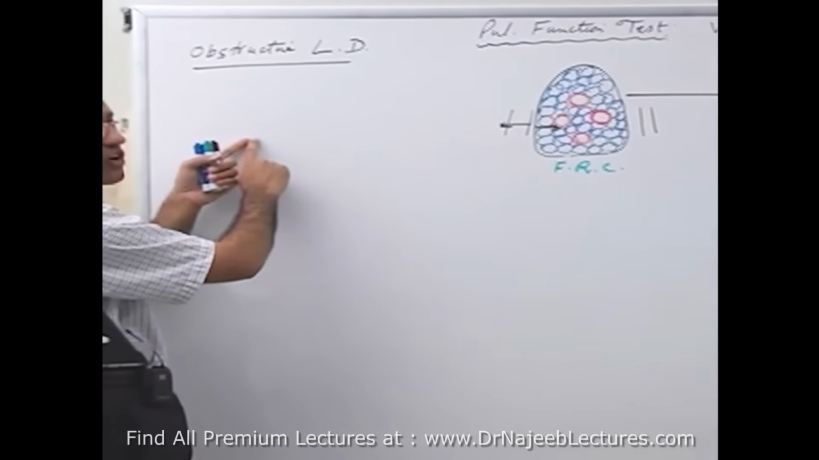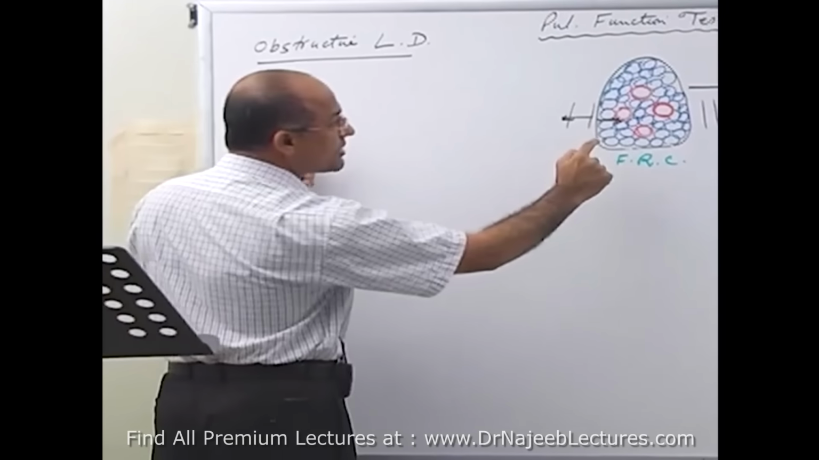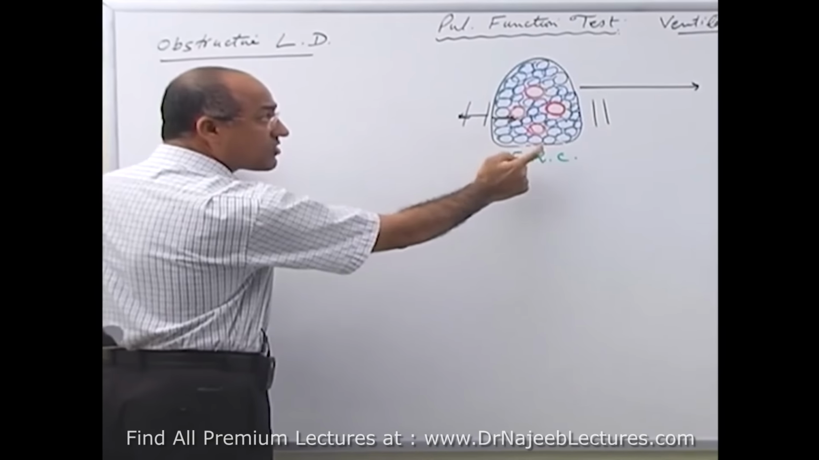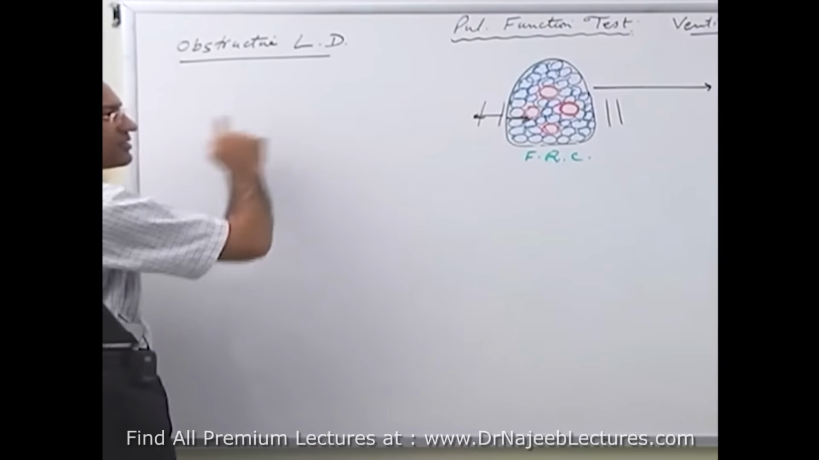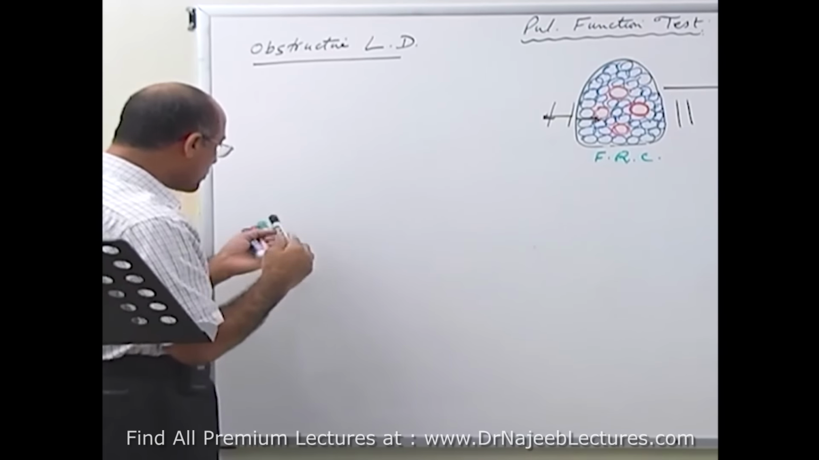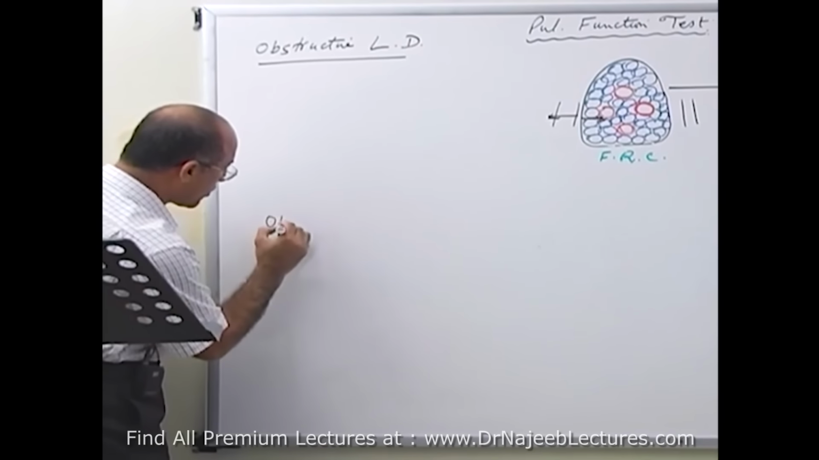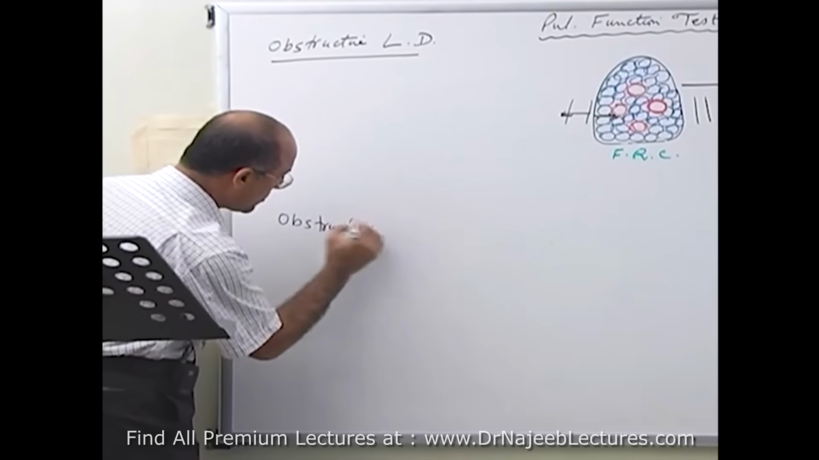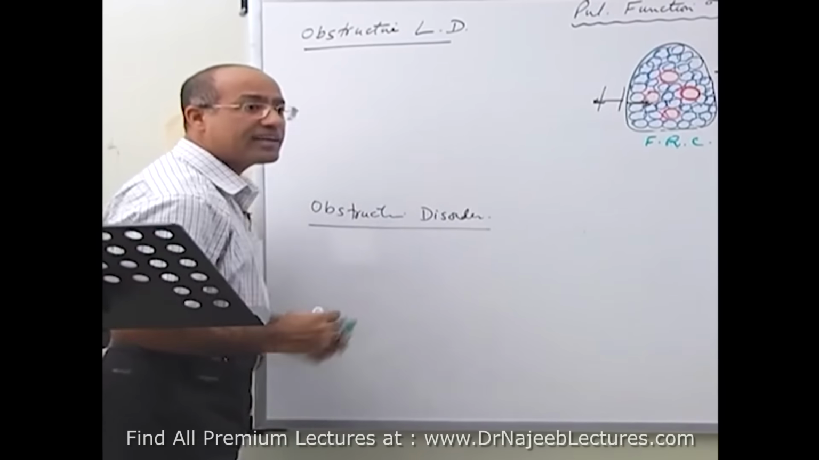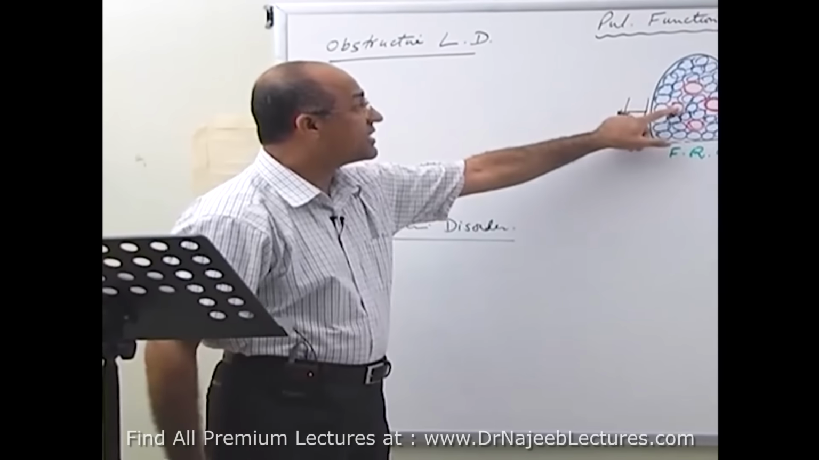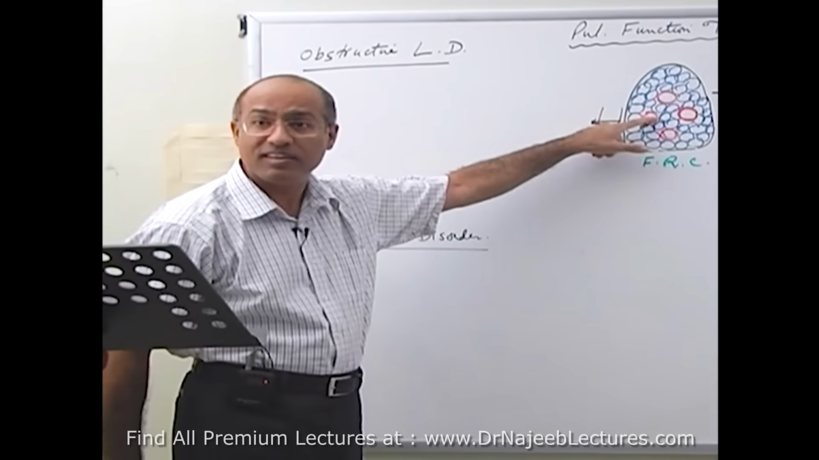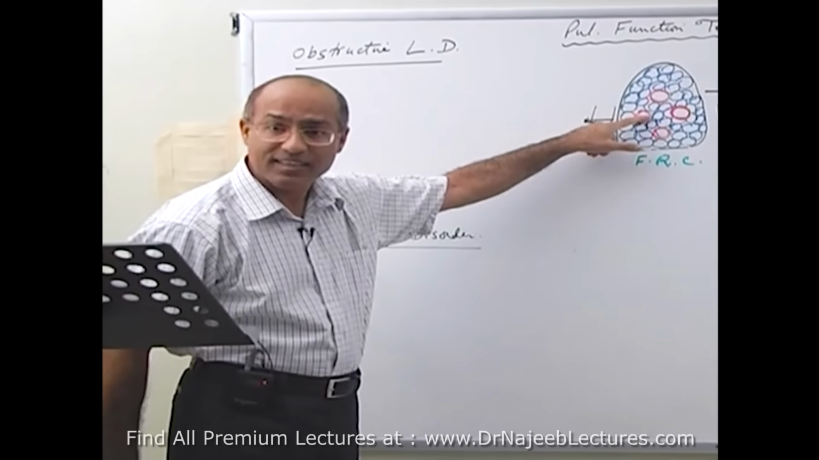Now, we compare restrictive with the obstructive disorders, right? And in obstructive disorders, now we'll see how a normal lung, what type of changes will occur into it when there are obstructive disorders. Now, before I go into detail, I would like to tell what are the different obstructive disorders. Obstructive disorders of the lung have one thing common, that there is increased airway resistance.